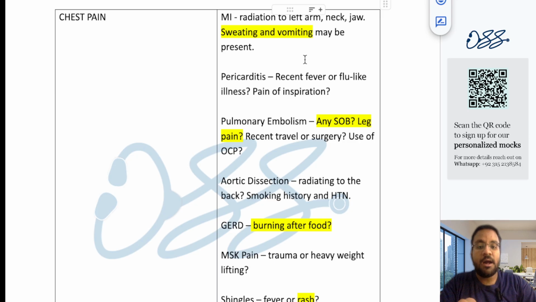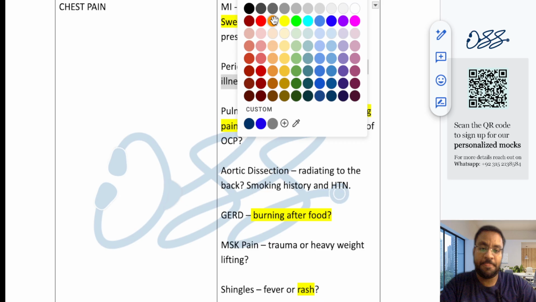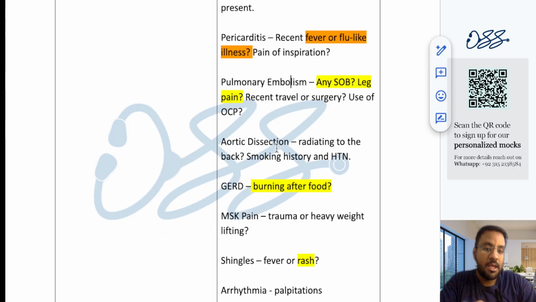Then pericarditis. There is a recent fever or flu-like illness, which is a major risk factor of pericarditis. So you can ask that: okay, Mr. Adam, was this chest pain associated with any fever or flu-like illness a couple of weeks ago? That would really help you hint towards pericarditis if you're thinking that this is pericarditis.